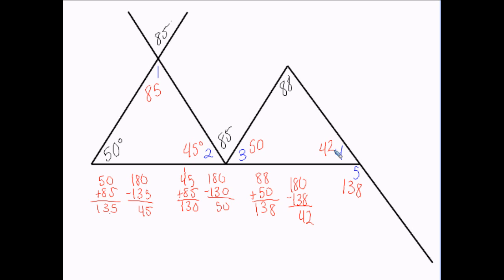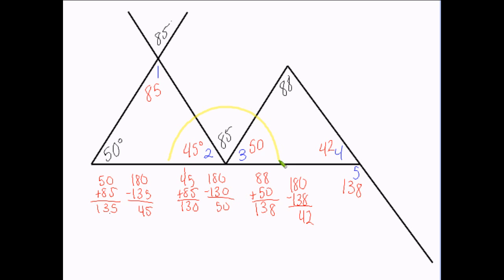Okay, so here's the path that we took. 85 and angle 1 are vertical angles, so that's why angle 1 is the same, 85. And the three angles here add up to 180, so I added 85 and 50, get 135. Subtract that from 180, get this angle 2, a 45 degree angle. And then these three angles together here add up to 180. It's going to make a straight line.